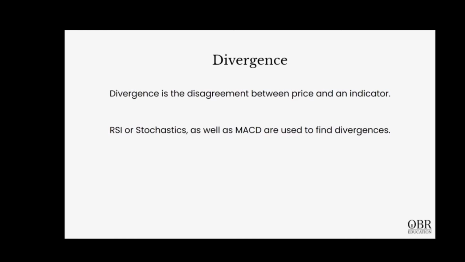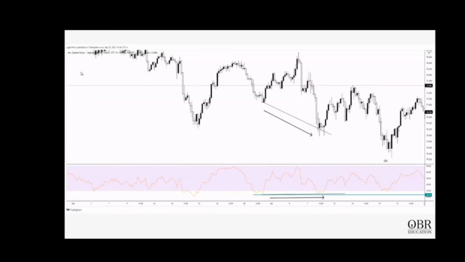Divergences. As Austin just went over, divergence is the disagreement between price and an indicator. For divergences, we can use the RSI or stochastics, as well as the MACD, to find these disagreements between prices and the indicators. Here is an example.